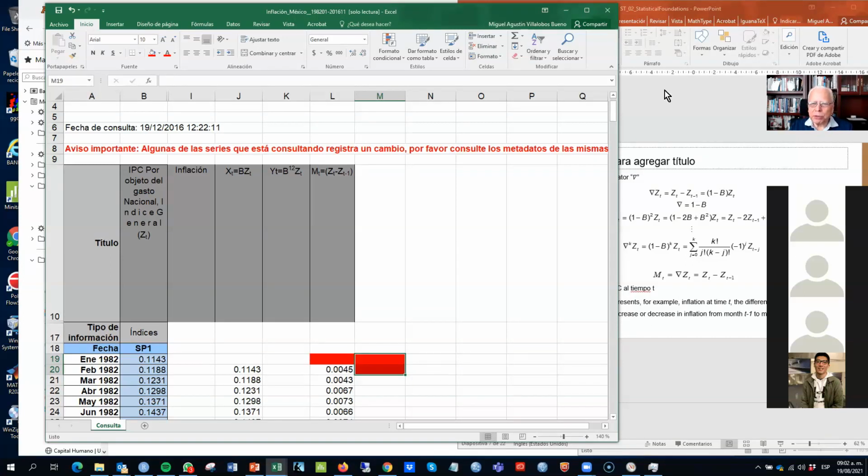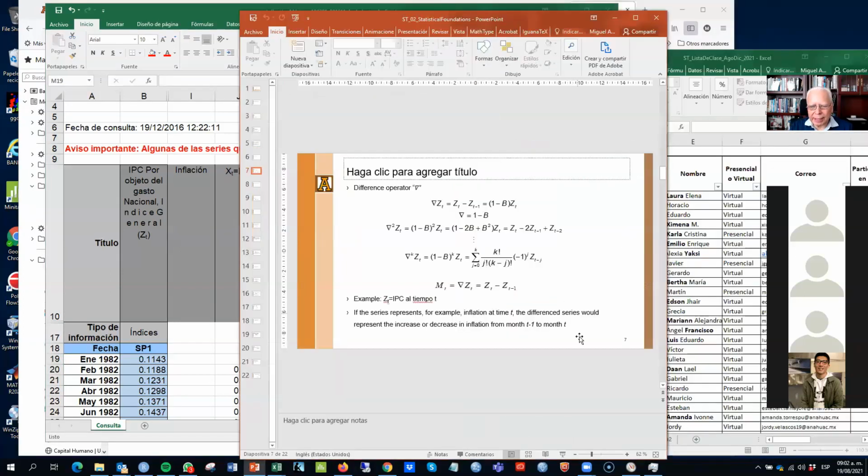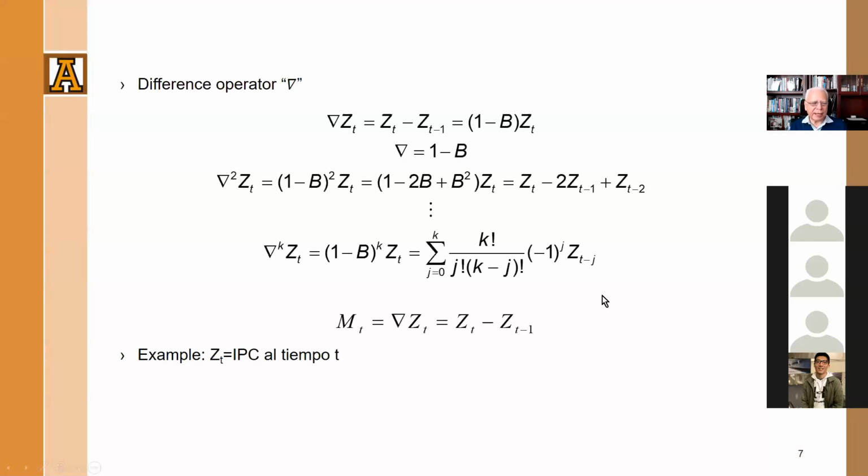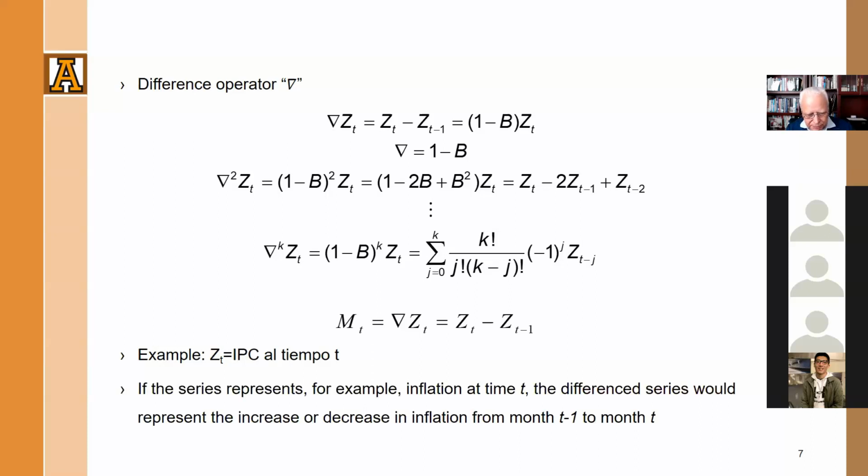So that's why we use these operators to act on the time series and use them to find the model that will represent the stochastic process. These are the 2 operators that we will be using constantly. If a series represents inflation at time t, the difference series would represent the increase or decrease in inflation from time t minus 1 to time t. Or if it's sales, it will be the increase or decrease in sales month to month, the first difference.